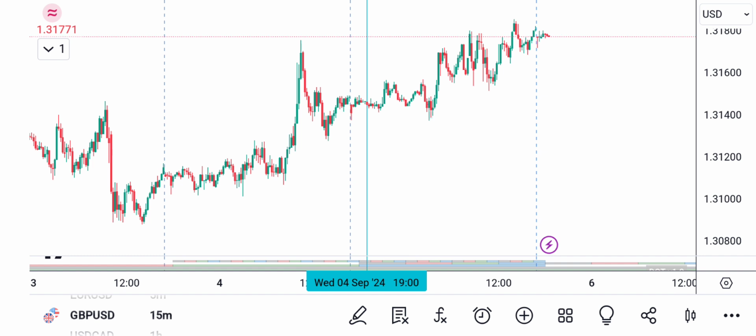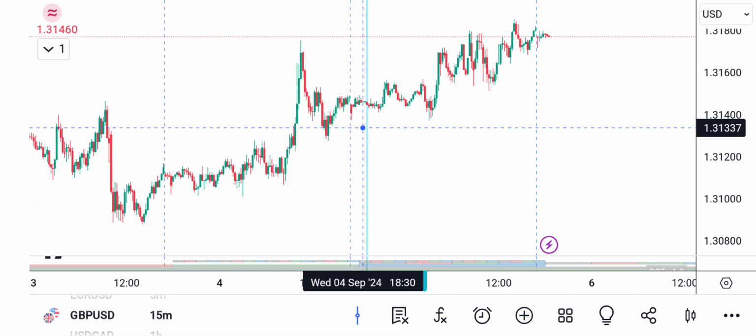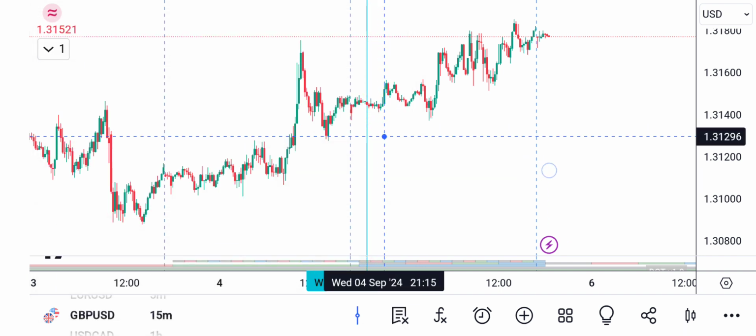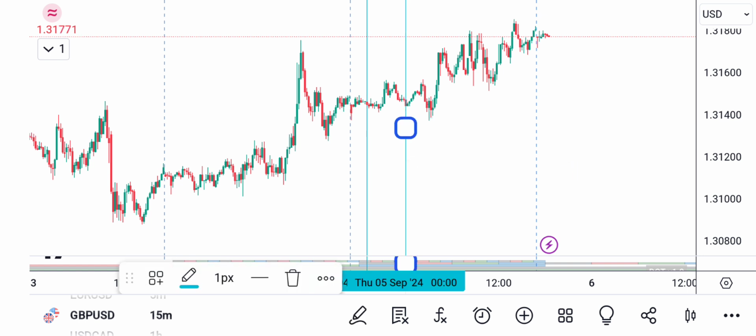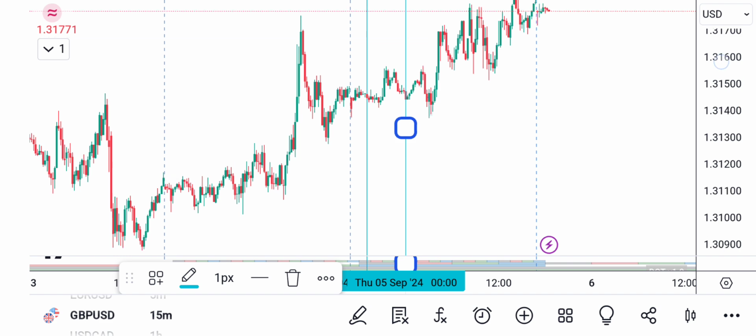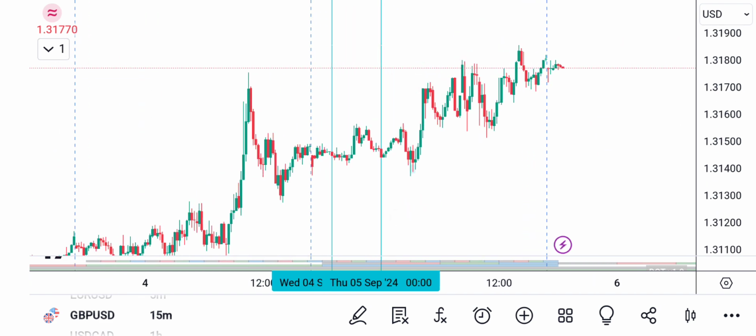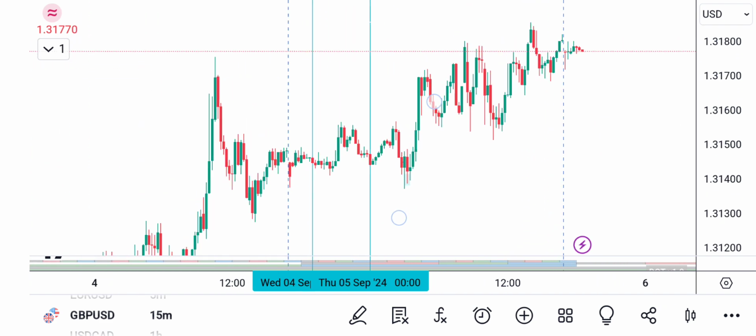Now you take a vertical line again. When does it close? It closes at midnight. Midnight is 00. So you put another vertical line there. That is the range for Asia. As simple as this. Now what are you going to do?